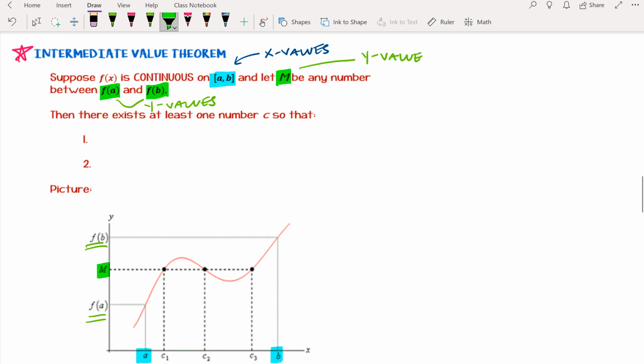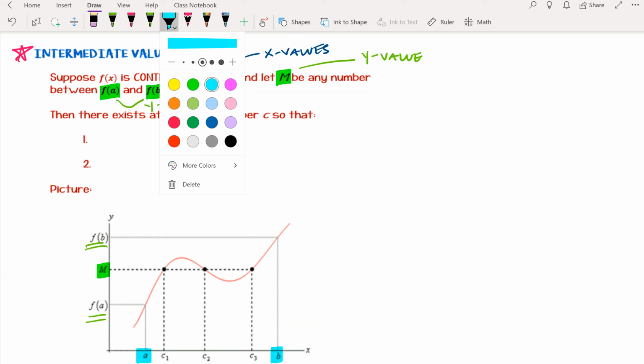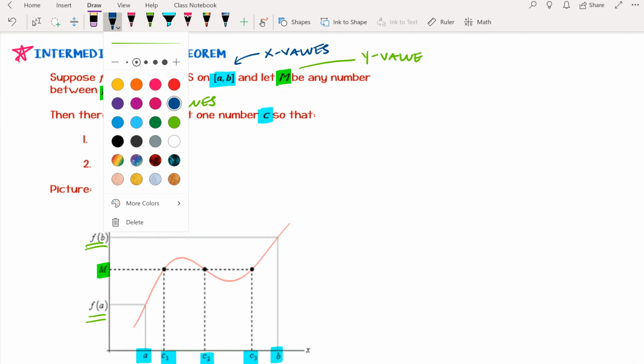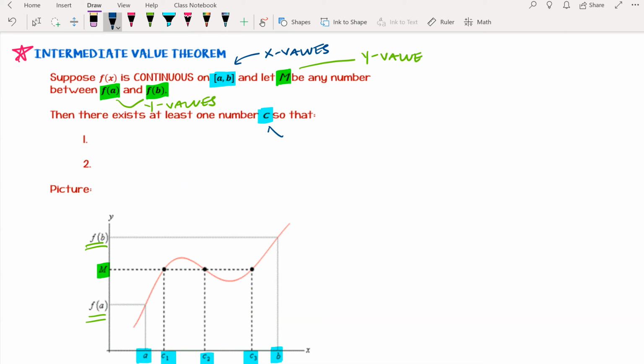And then there exists at least one number c. Well, let's look at our graph. Where do we find c? There's three c's here, c1, c2, c3. They're all x values. So let's go ahead and write that down. c is an x value. Okay, so we've broken down what all these little things are.